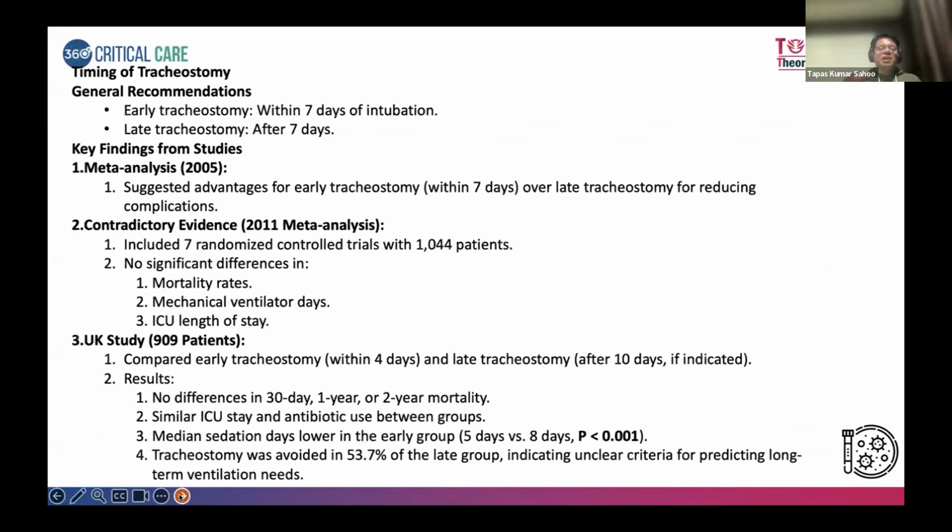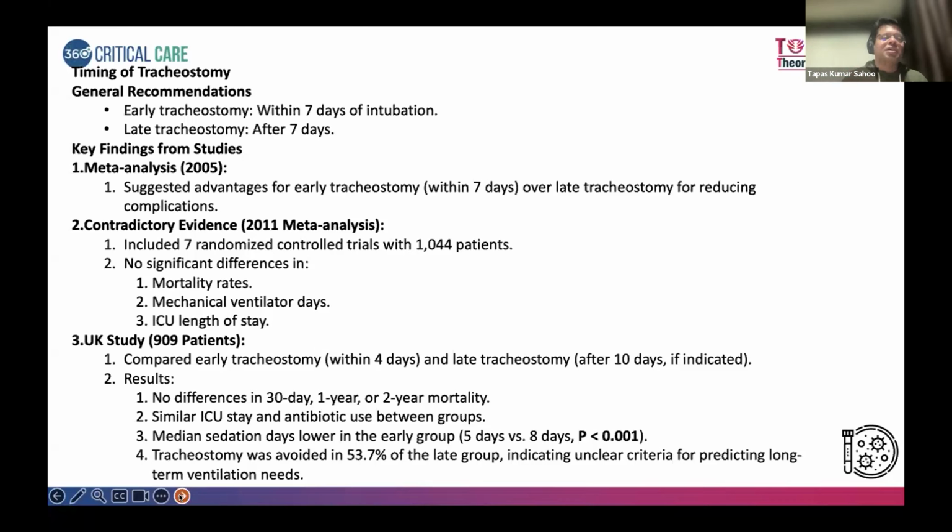Now, what is the timing of tracheostomy? There is actually a bit of controversy about the timing of tracheostomy. So the examiner may wish to check or assess whether you are clear about the timing of tracheostomy. General recommendation: early tracheostomy within 7 days of intubation, late tracheostomy after 7 days.